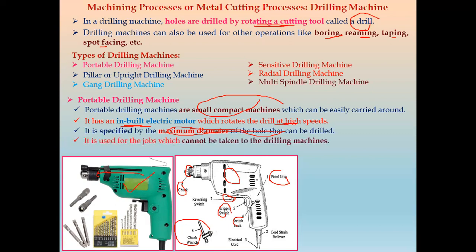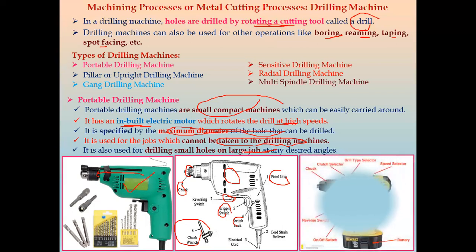It is used for jobs that cannot be taken to a drilling machine. So complex shape jobs or irregular shape jobs can be drilled by using this portable type of drilling machine. It is also used to drill very small holes on a large job at any desired angle or at any desired position. We can use this portable drilling machine.